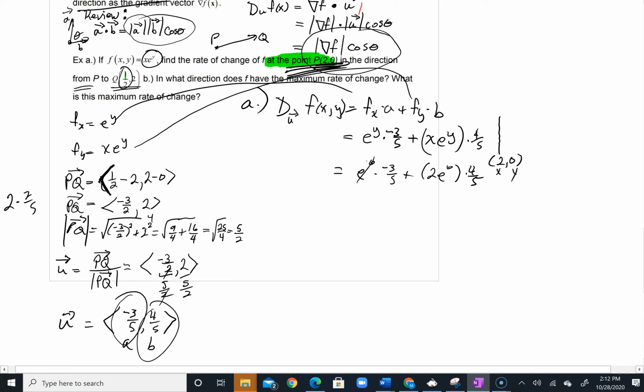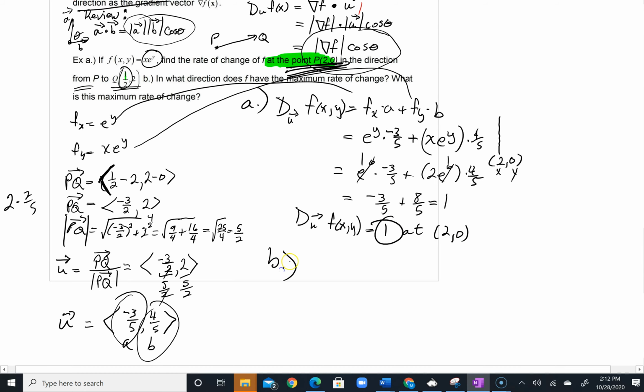You can see e to the 0 is just a 1. So we will be left with -3/5, and here's 2 times 4/5. That's 8/5. And that's 5/5, which is just a 1. So what are we really seeing? That derivative at the point (2, 0) is going to be a 1. So, wow, that's really what we've got.